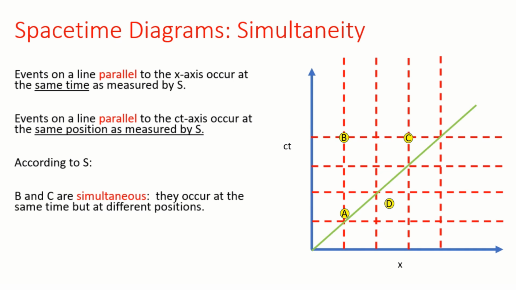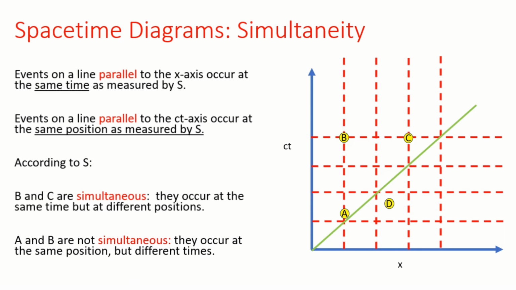So this could be an example measuring the lengths of two ends of a rod. When we're measuring a length, we measure the end and the beginning at the same time, and they are at different distances. And that could be relevant to our length contraction, which we would see later. Now, we could also look at events A and B here. Events A and B do not occur at the same time.